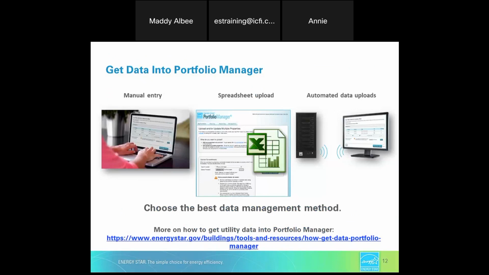The most basic approach that we're going to demo in a little bit today is to enter data manually. This typically involves collecting your data directly from utility bills and then typing in date ranges and consumption values into Portfolio Manager.